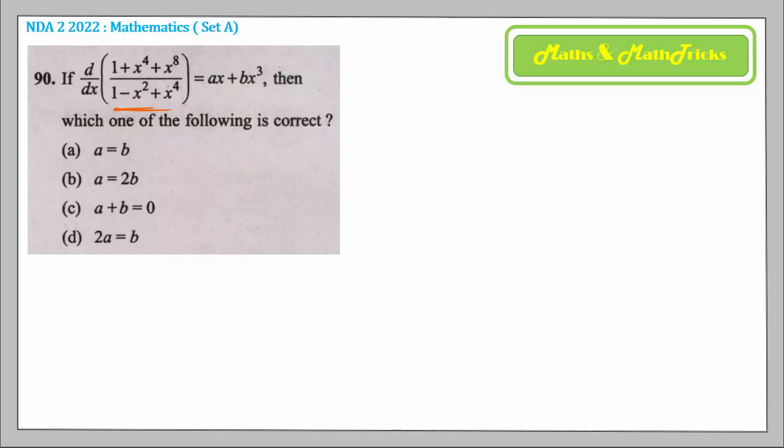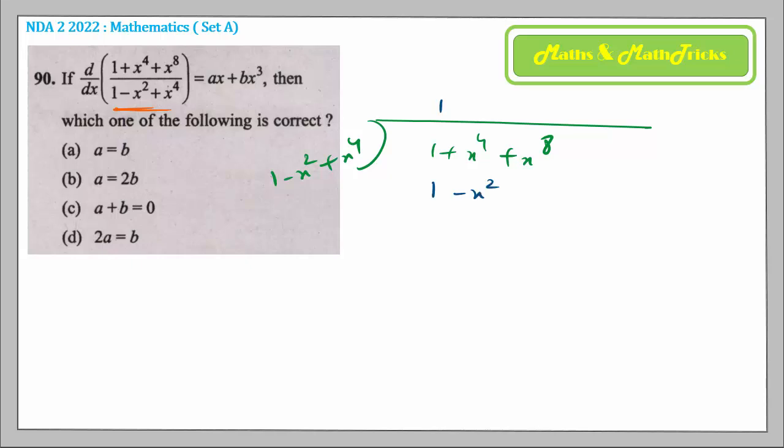Now, the numerator polynomial degree is 8 and the denominator polynomial degree is 4. To simplify the fraction, you can use polynomial division. It will be an easier concept because the numerator degree is higher than the denominator. When you do this division, what do you want first? 1 only, so you multiply by 1: 1 into 1, 1 into minus x square, 1 into x power 4. Change the sign. 1 and 1 cancel, you will get x square, x power 4 cancels, and x power 8 remains.